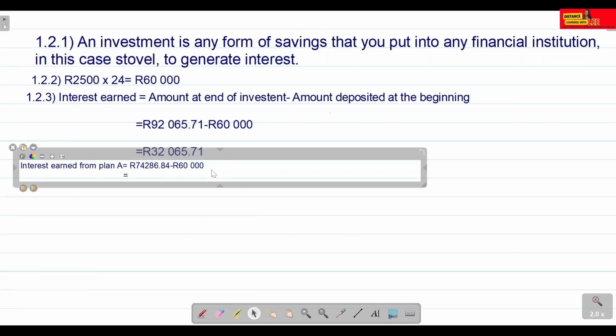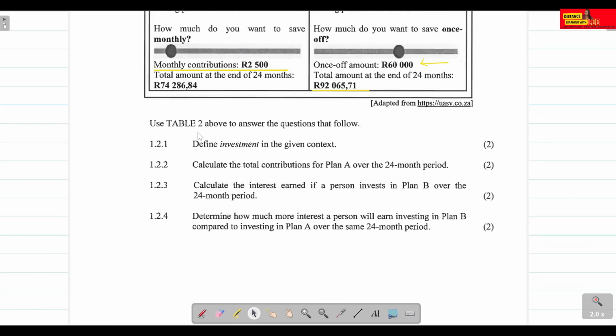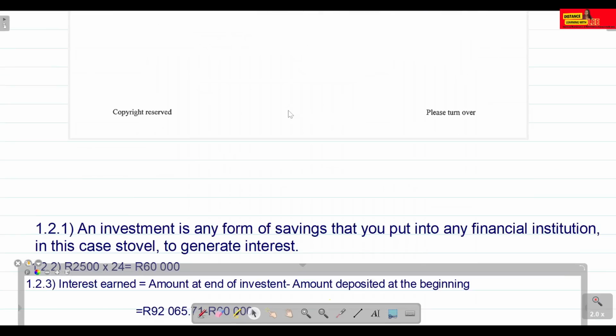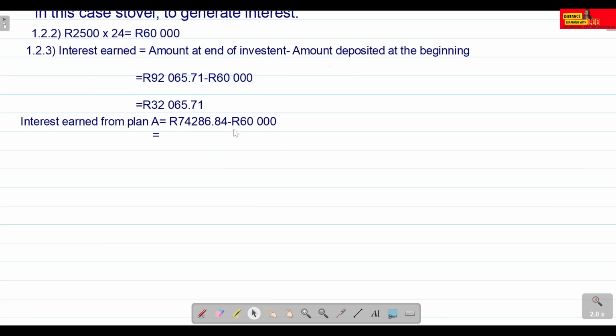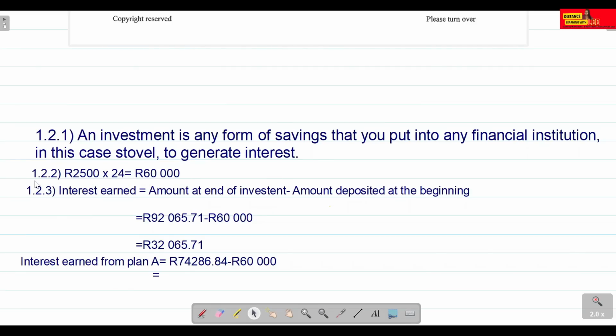So if you take your 74,286.84 rand, where does that amount come from? That is the total amount that you would have at the end of the 24 months. And you subtract the 60,000. Where does the 60,000 come from? Remember, we calculated in question 1.2.1 the total contributions that you would make over 24 months, which is 60,000. If you subtract those two values from each other, you'll find that you get 14,286 rand and 84 cents.